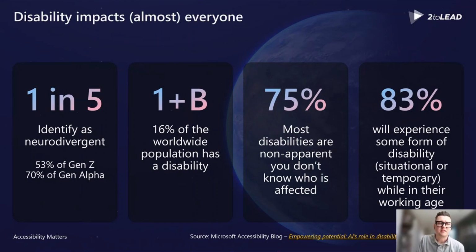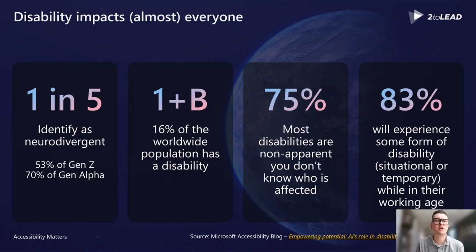Approximately from that, there's 16% of the world's population that has a disability. That's over 1 billion people in this world have disabilities. And 3 in 4, 75% of those disabilities are non-apparent. So just don't judge a book by the cover. You don't know what someone's struggling with or going through.